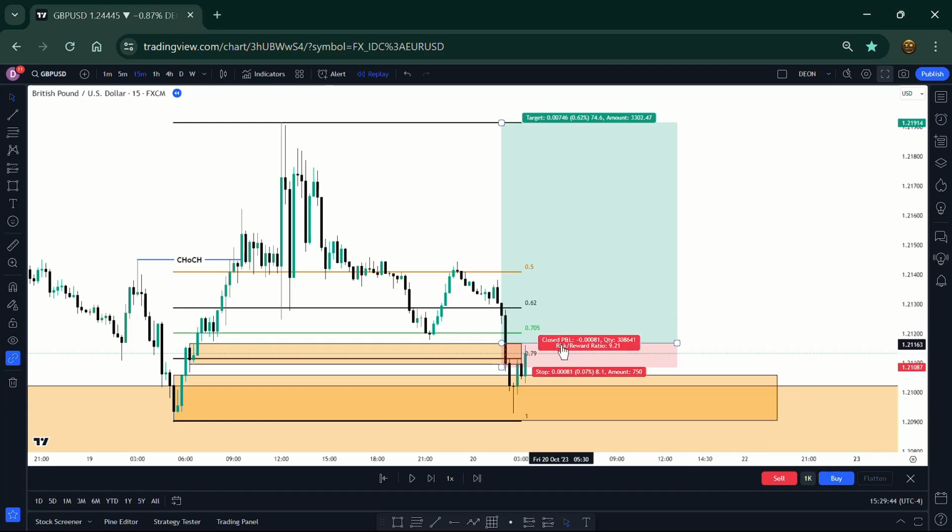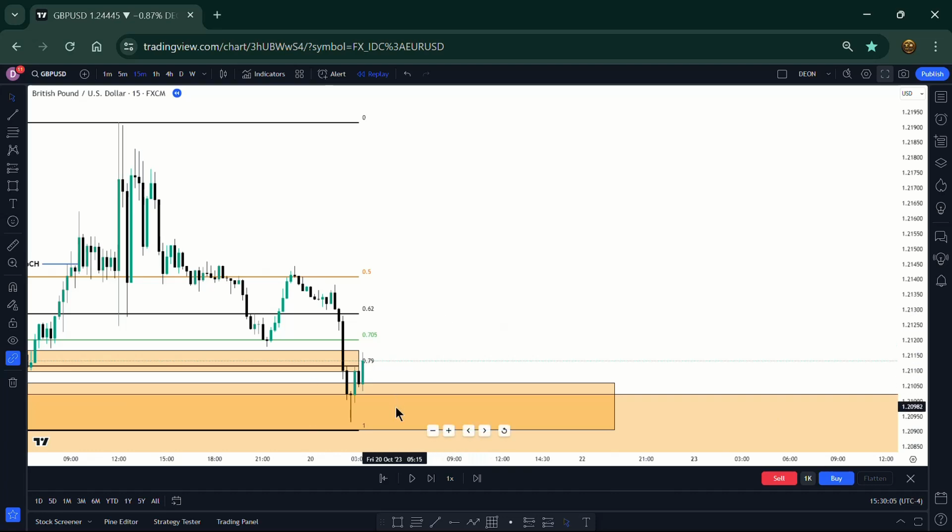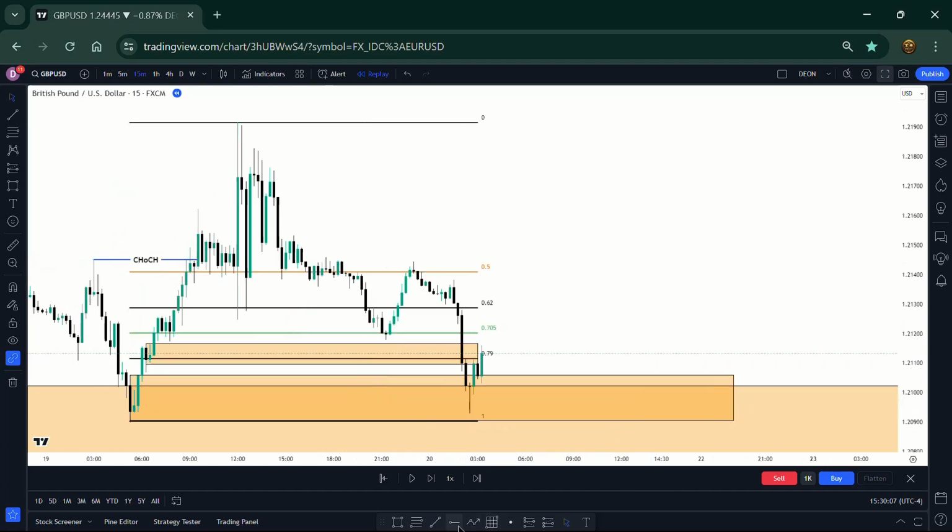Never move your stop losses. If the market is coming down like this and then you start moving your stop losses like this, you are going to lose a lot of money. Just let it hit. And then look for other setups, especially when you already have an extreme POI here. So the market came down to this extreme POI. Even on this extreme POI, you do the same thing.